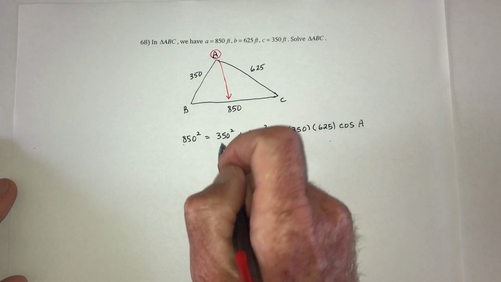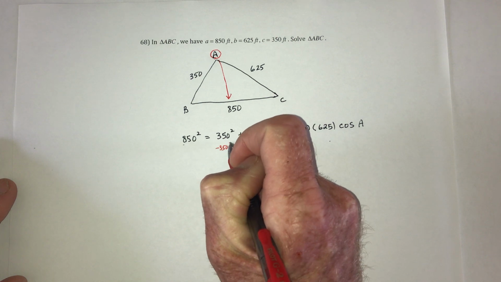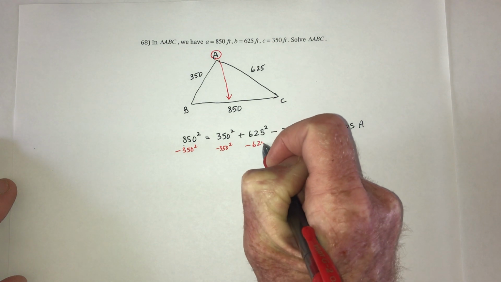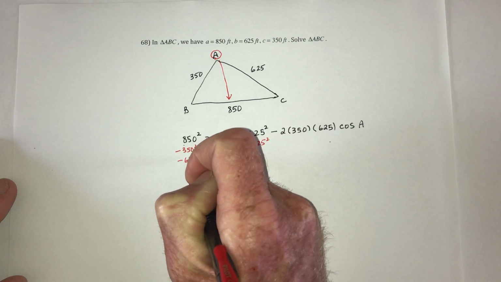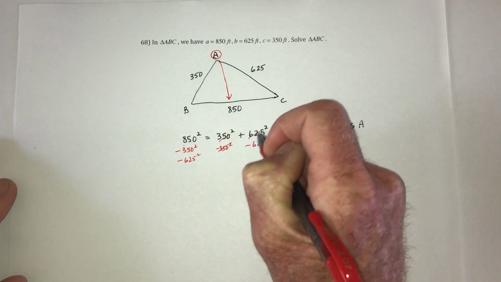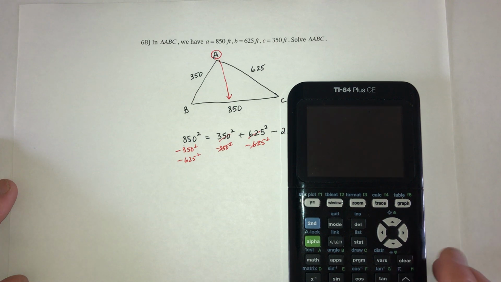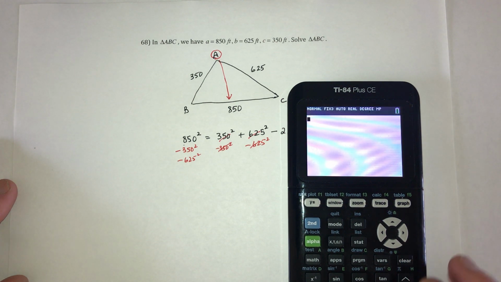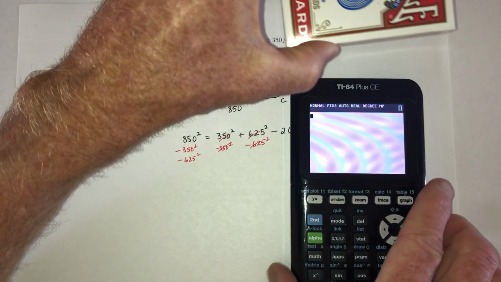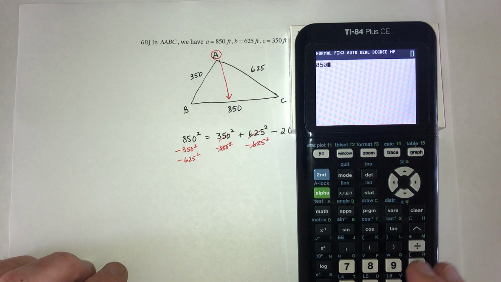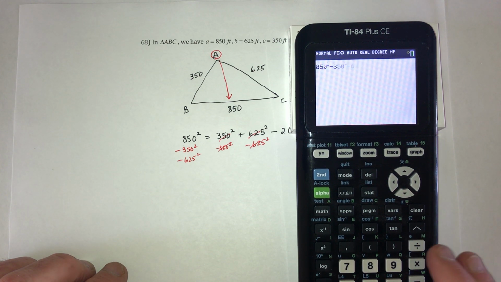So what I'm going to do is subtract 350 squared from both sides. Also subtract 625 squared from both sides so that these can cancel. Wake up, calculator. Time for fun. Ooh, look at that haze. I need my little propper-upper to get rid of the glare. 850 squared minus 350 squared minus 625 squared.